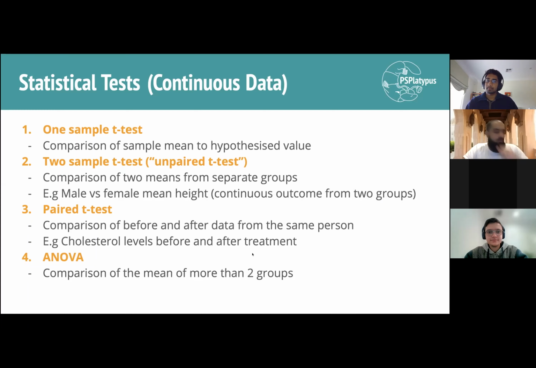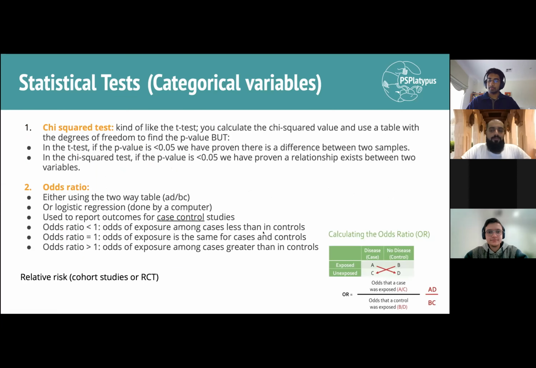And the final t-test, which is ANOVA, where we compare the mean of more than two groups. We have more than two samples. Finally, we have these two tests that we use for categorical variables. We have chi-squared test and odds ratio test.